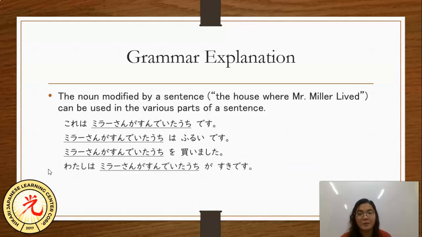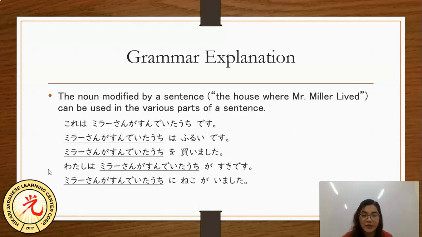Okay? Another. Watashi wa Miraa-san ga sunde ita uchi ga suki desu. I like the house where Mr. Miller lived. Okay? And another. You can also use it as Miraa-san ga sunde ita uchi ni neko ga imashita.